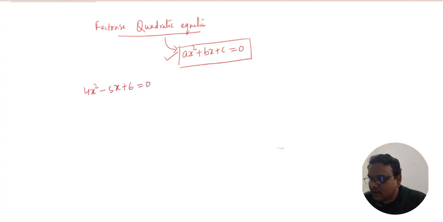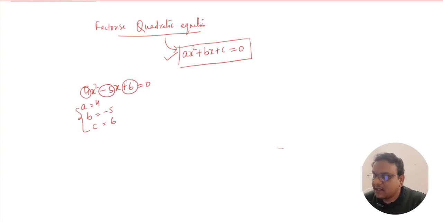So what is the value of a? A is always the coefficient of x squared, that is 4. What is the value of b? B is the coefficient of x, that is minus 5. What is c? The constant one, which is equal to 6. This is how we can identify the value of a, b and c, right?